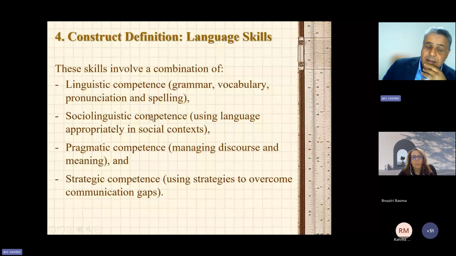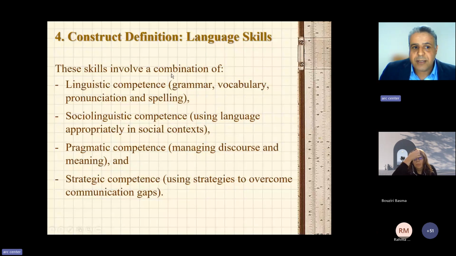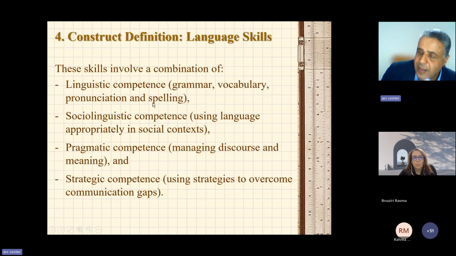If we move to the subcomponents of these skills, each skill includes a combination of four subcomponents. Linguistic competence: in order to speak, you need knowledge of grammar, vocabulary, pronunciation, and spelling. Sociolinguistic competence means using the language in a specific context. This is why items that do not engage learners in a socially contextualized task are not appropriate for measuring language ability or language skills.